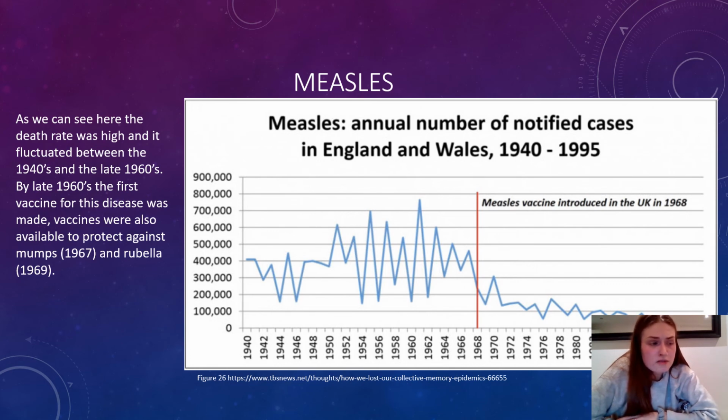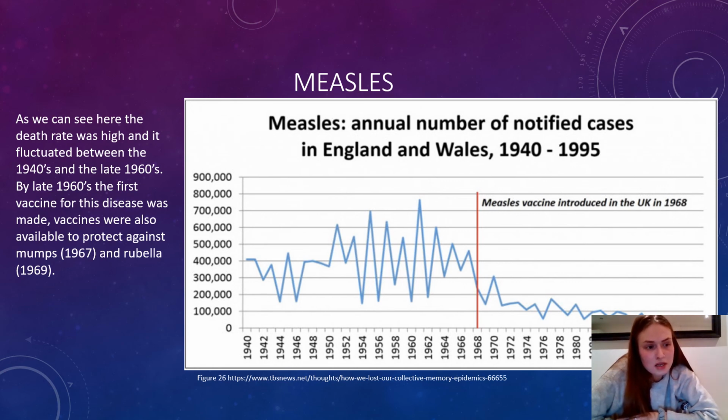Measles is a highly infectious disease which can lead to serious complications such as pneumonia and encephalitis, which is an inflammation of the brain. We are now going to have a look at this chart. Measles notifications and deaths in England and Wales, 1940 to 2017. As we can see here, the death rate was high and it fluctuated between the 1940s and the late 1960s.